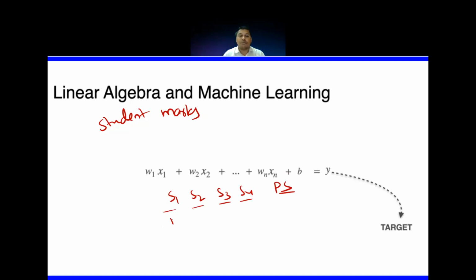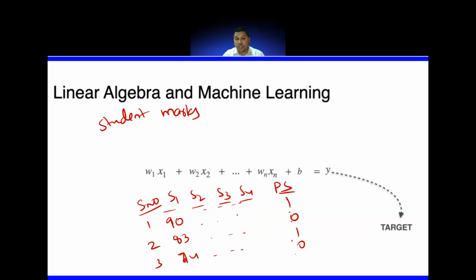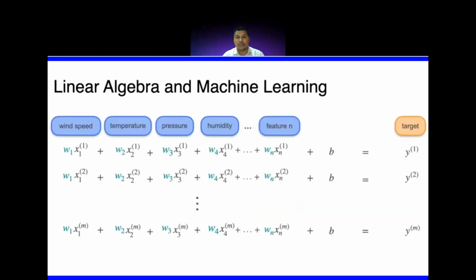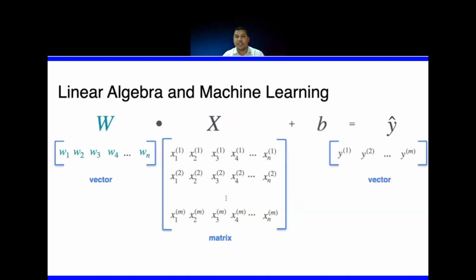Okay, so here I have 97 students, with serial number or roll number 1, 2, 3, something like this, 83, 74, and so on. I have their marks. I have their placement status, placed or not placed, 1 or 0, something like this. Okay, so when I have this data, I can form these equations. These equations I am representing in matrix vector form.